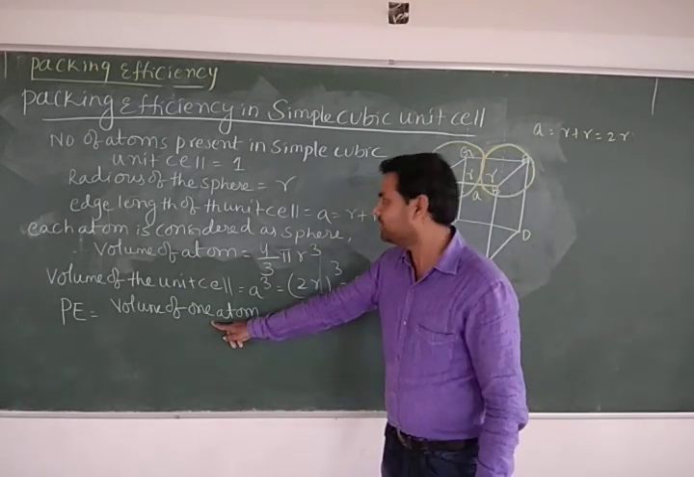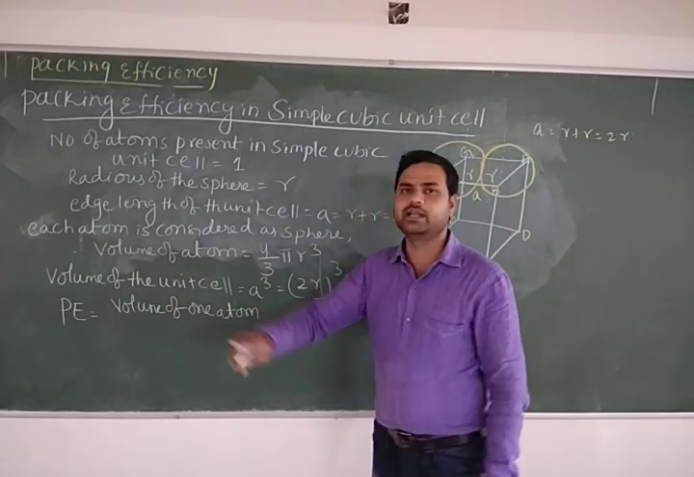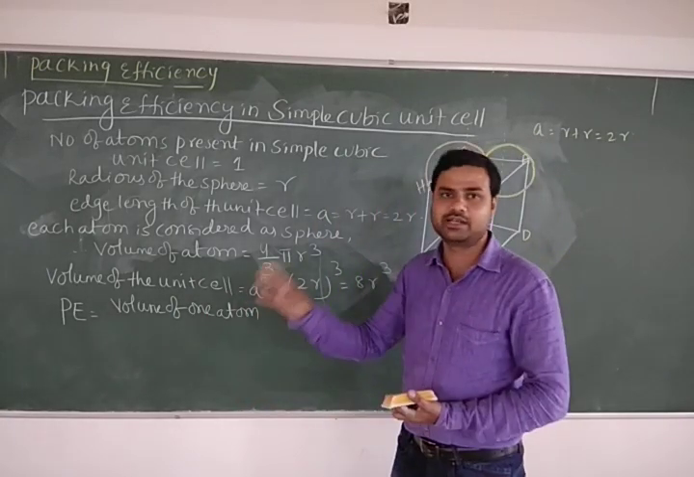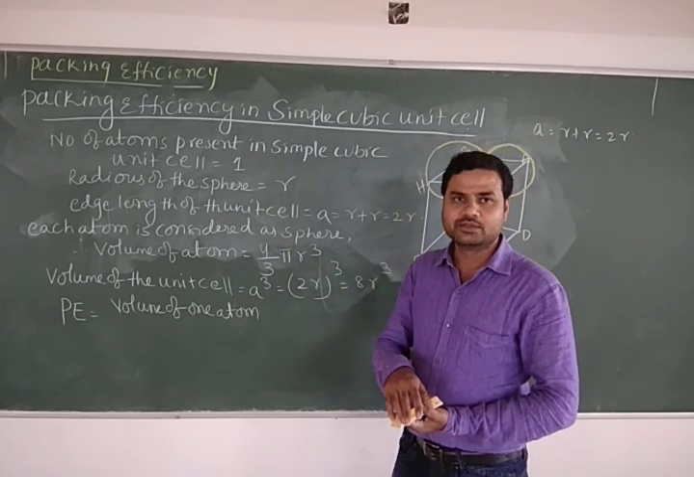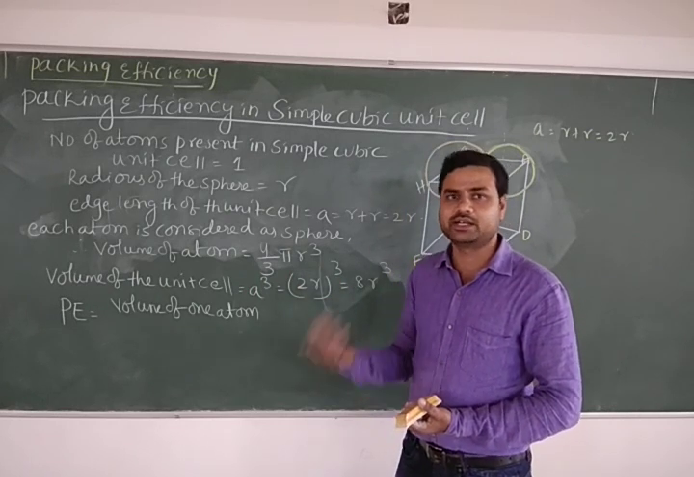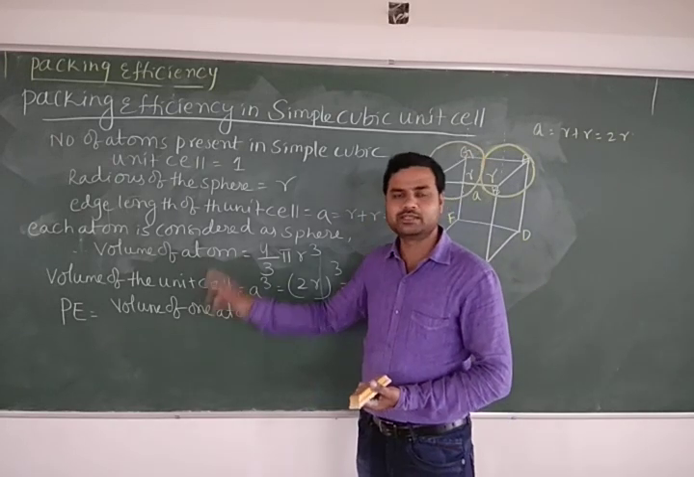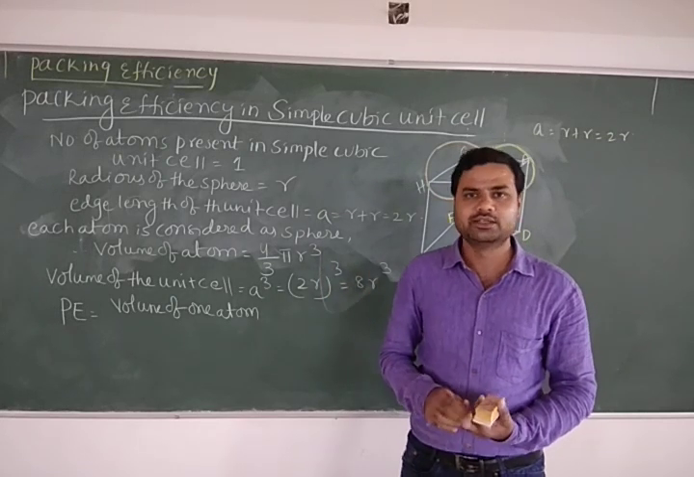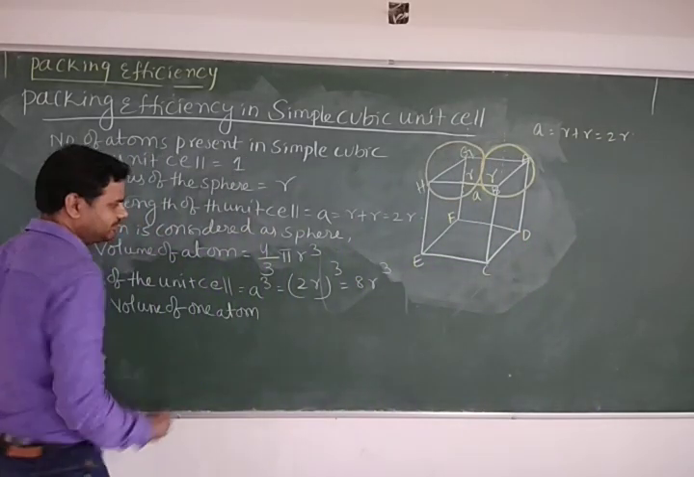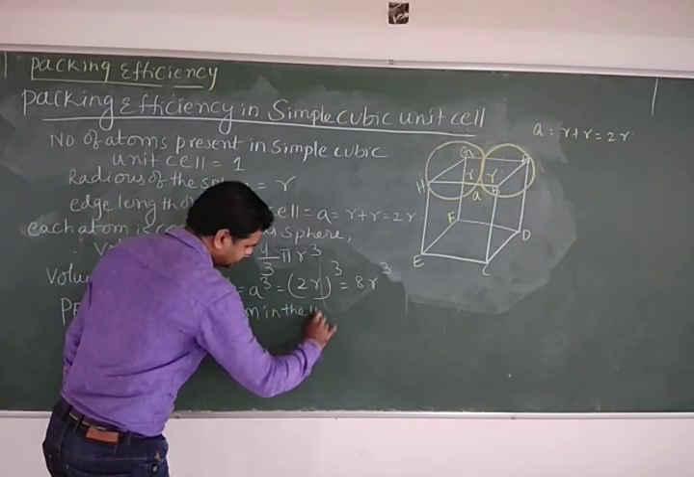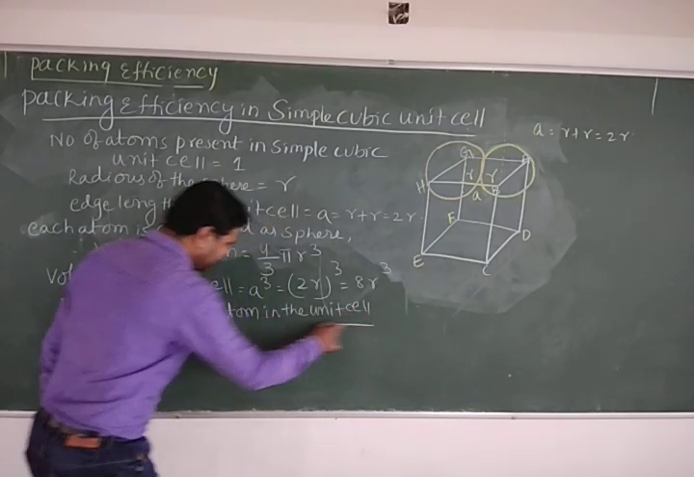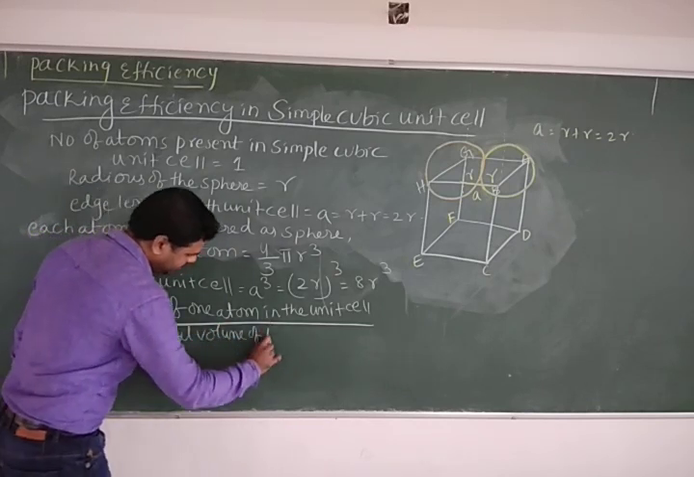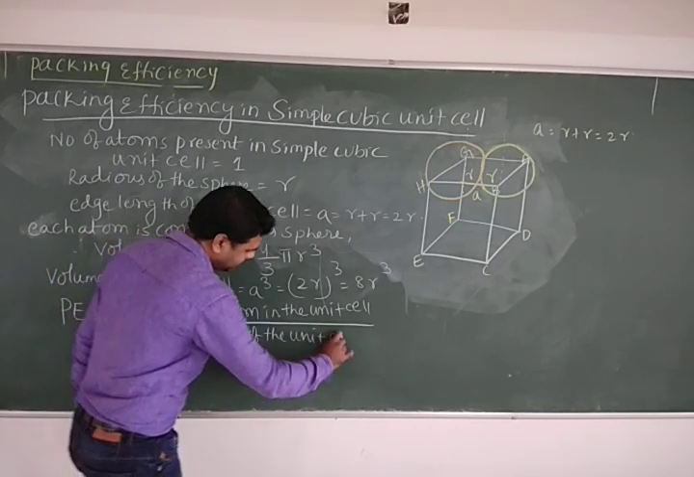Here, why am I writing 1 atom? For example, if we are calculating the packing efficiency in the body centered, here we have to write volume of 2 atoms, because in the body centered how many atoms are there? 2. If we are calculating packing efficiency in face centered, we have to write 4, because in the face centered how many atoms are there? 4 atoms. But in the simple cubic how many atoms are there? 1. Therefore I am writing in detail: volume of 1 atom in the unit cell, by total volume of the unit cell, into 100.